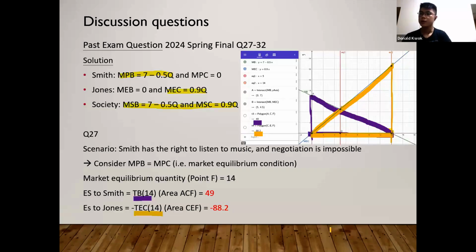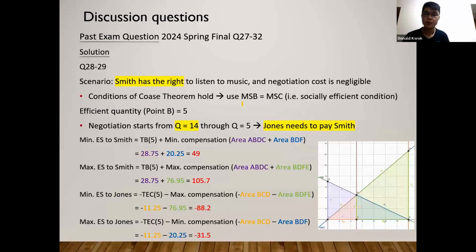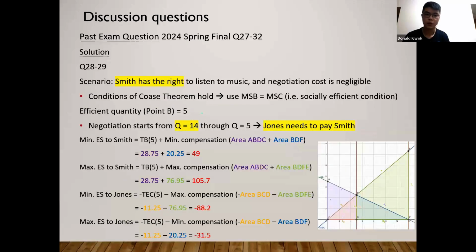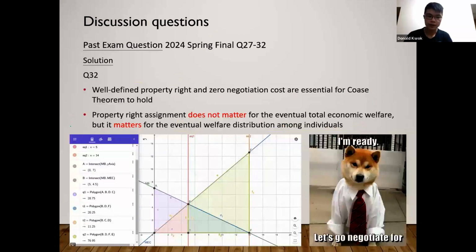While for 28 and 29, we have the scenario where negotiation costs are negligible and Smith has the right to listen to the loud music. So again, because we have both conditions of Coase's theorem, the 0 negotiation cost and also who has the right, this is why we have the efficient outcome to be guaranteed. Okay? We will use the intersection between the two social curves to find out the quantity of loud music listened. So we just equate the two social curves, and we will have the efficient quantity, which is 5.